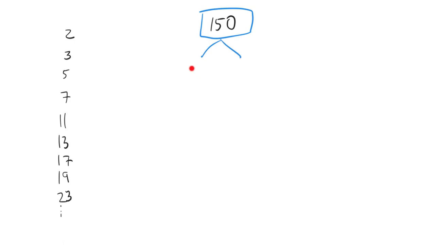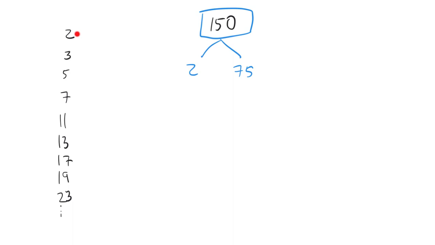One of the branches is going to get the 2, and the other branch is going to get the other factor. So it would be 2 times 75 in that case, right? 2 times 75. Now, since this 2 is already prime, we can just leave that one alone. We're going to shift our focus to this.